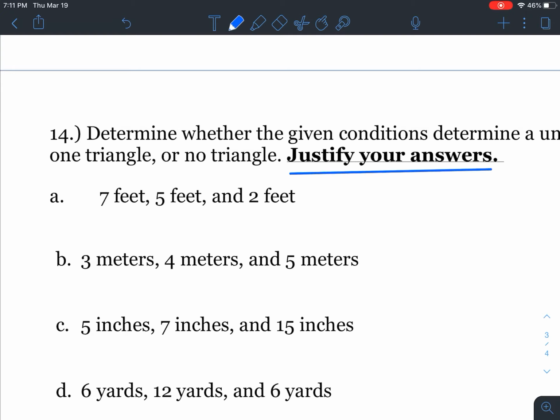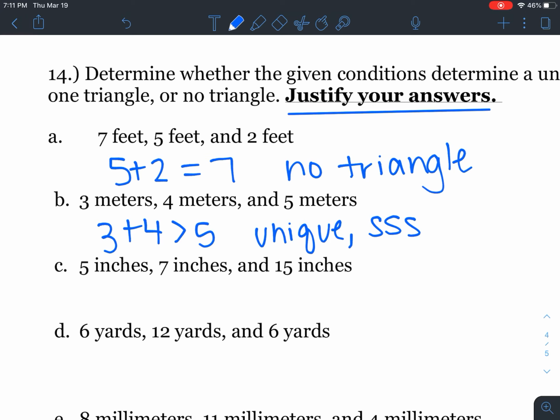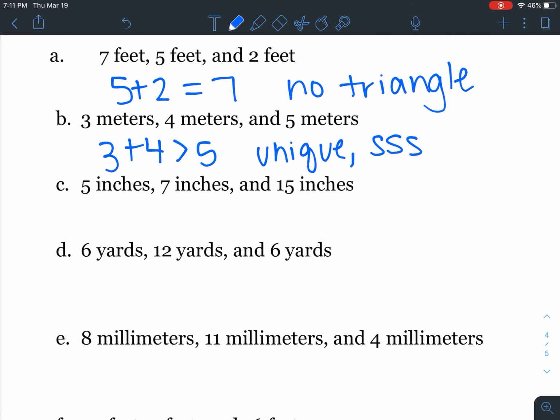So by justifying, that means tell me it's side, side, side, and show me that they're adding up to be bigger than the longest side. So for A, 5 plus 2 equals 7, so that's no triangle. B, 3 plus 4 is bigger than 5, so that's unique. Side, side, side. C, 5 plus 7 is less than 15, so no triangle.